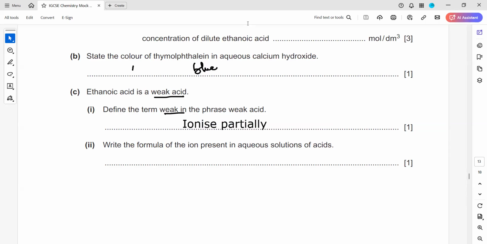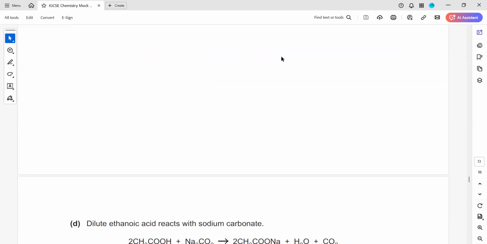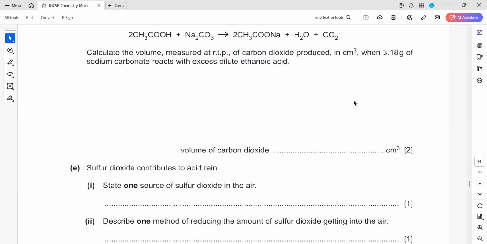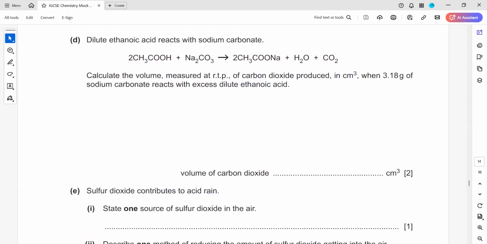Write a formula for the ion present in aqueous solution of acid. So which ion is present? H plus. If you use the terms dissociate partially, ionize partially, break down partially, these are all correct terms. Does not fully dissociate is also correct. But I mentioned pH. No, because you have to define the term. pH is not defining. pH is to identify whether it's a weak or strong acid or alkali, but not defining the term.